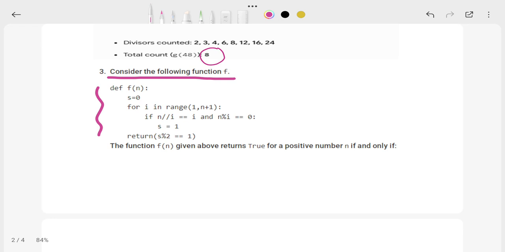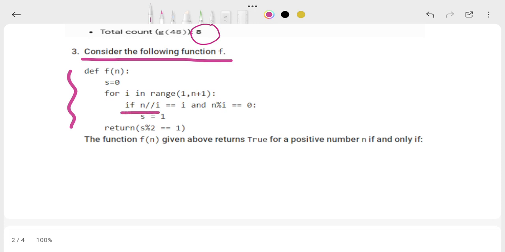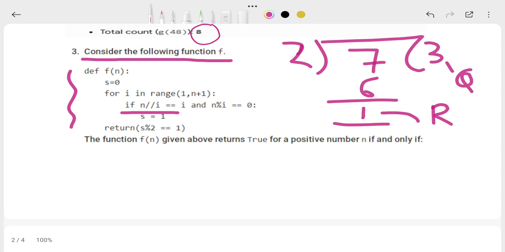Okay, this time, if n, now this question is very good. If n, what is the meaning of this? So now you can see whenever you are dividing by i, any number. Suppose I am dividing 7 by 2. 2 threes are 6. So what is this? This is 1. This is the remainder. This is the quotient. This is the divisor. And this is the dividend.